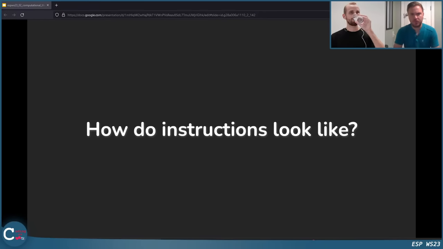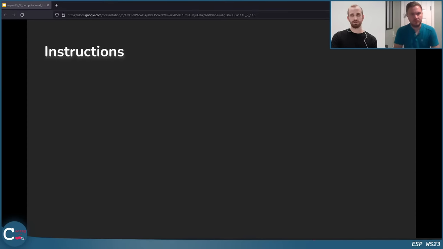What could this be? That's a good question, actually. What do you think? What instructions do we need inside of a CPU to work with data? And what can they look like? Right, move. We have move, add. Yeah, so already some interesting ones. And also "not" and "and", those are also interesting instructions, which are true.